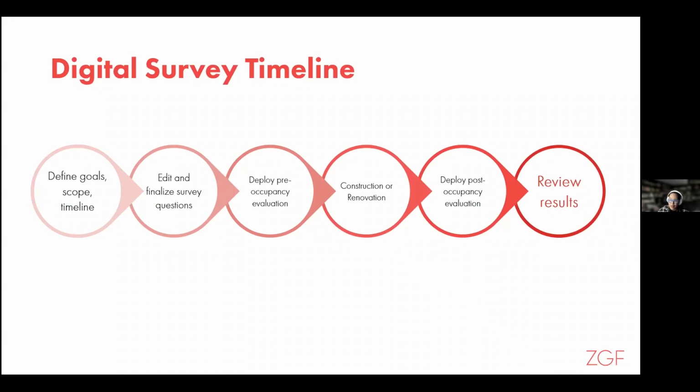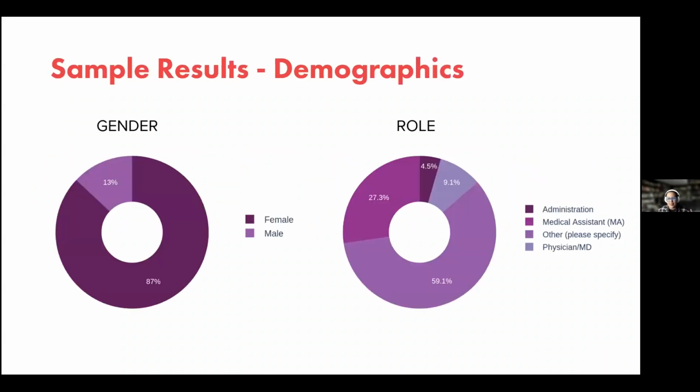We deploy the pre-occupancy evaluation, and then the construction or renovation happens. And again, 6 to 12 months after occupancy, we'll deploy the post-occupancy evaluation, and then we can review the results and compare how we did in our post-occupancy compared to our pre-occupancy, because that's the real value of the pre-occupancy: being able to understand those deltas, those benefits that you had, and whether the goals that you set for yourself with the building are actually making a difference, and were they successful.